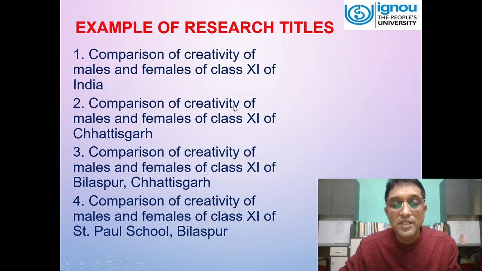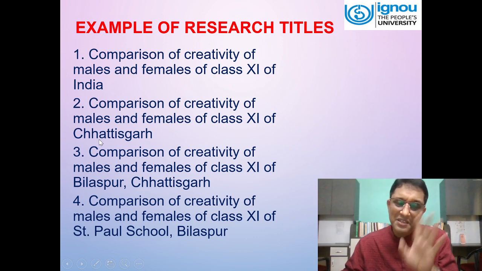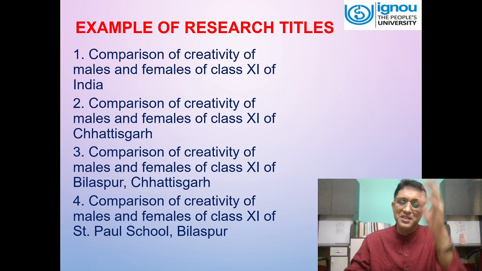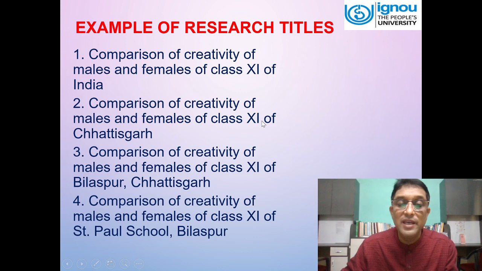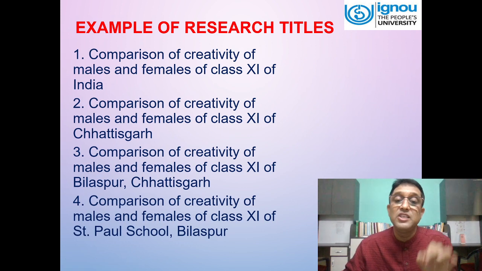Second: comparison of creativity of males and females of class 11th of Chhattisgarh. Chhattisgarh is a small state. You can take the example of Punjab, Haryana, Delhi, West Bengal, Odisha, or any state, Andhra Pradesh, Tamil Nadu. Comparison, this is also a survey type of research. We get information about the research method. Creativity is used as a variable, then another variable, males and females, is also included, and class 11th of Chhattisgarh. The area is a state, Chhattisgarh in India. This is also an appropriate title.